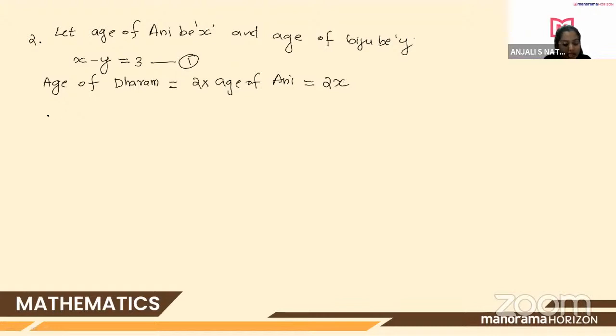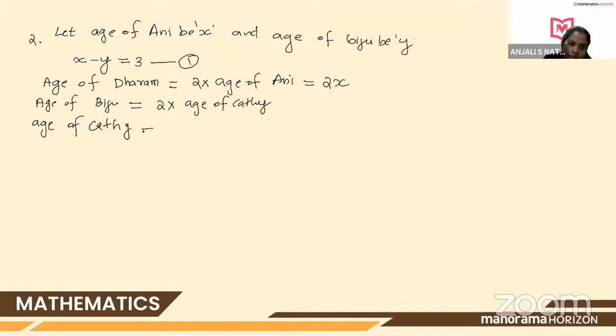And the next condition is the age of Baiju is twice the age of Kathy. That is 2 into the age of Kathy. So what will be the age of Kathy? The age of Kathy is equal to, this is 2y, so the age of Kathy is equal to y by 2.